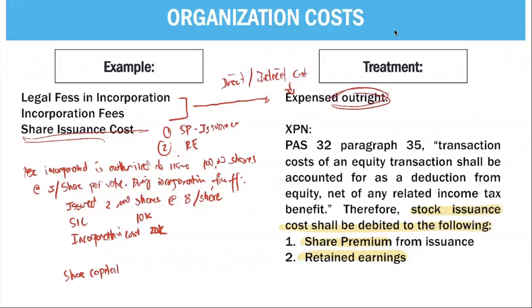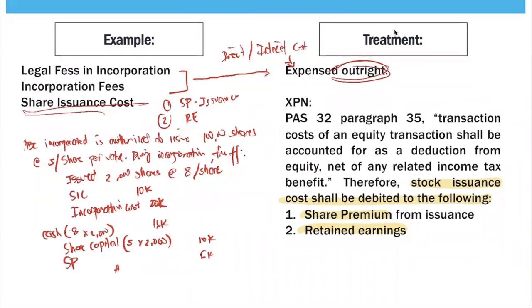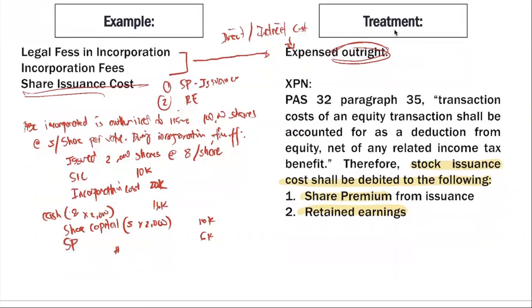We will credit it at the amount of par value. Always your share capital is at par value. So 5 and the number of shares is 2,000. So this is 10,000. But how much cash did we receive? So we have 8 pesos per share times 2,000. So this is 16,000. So we have a difference of 6,000. We call that your share premium, as we said a while back in our initial discussion.